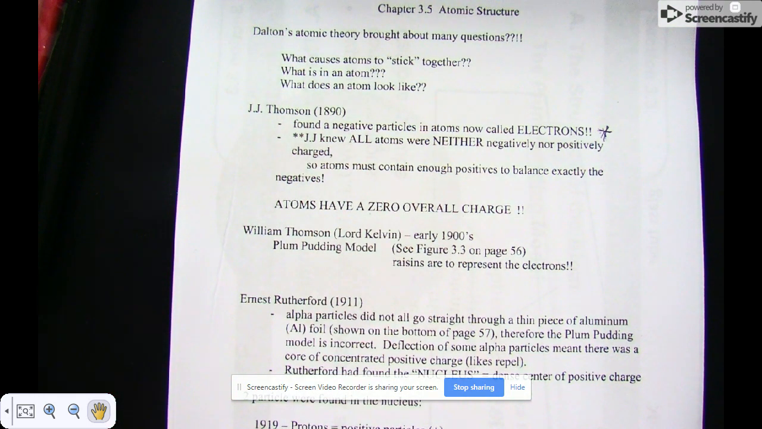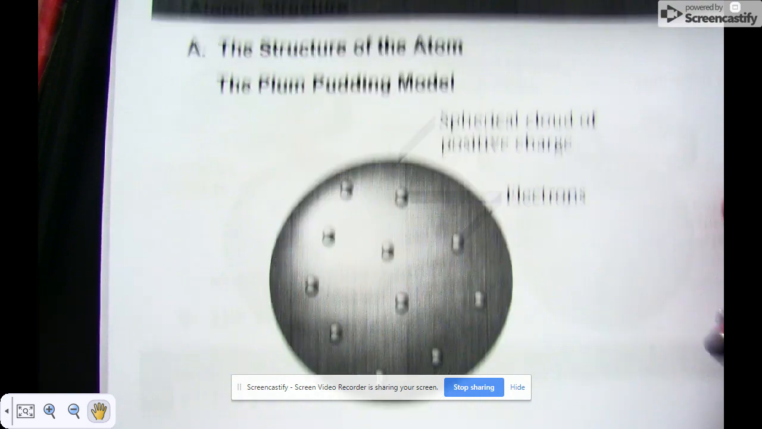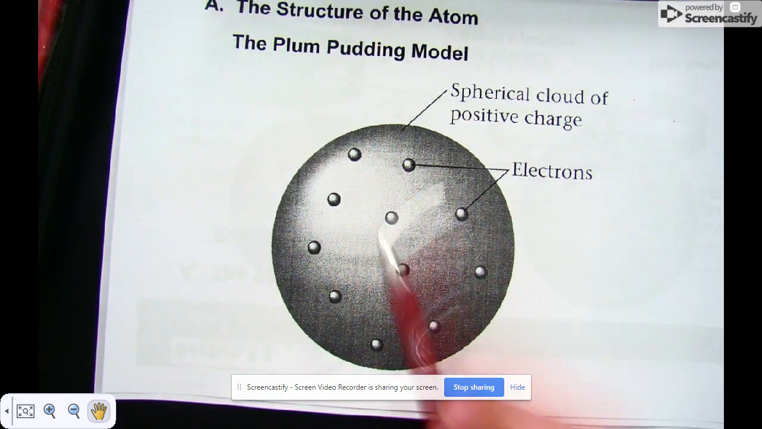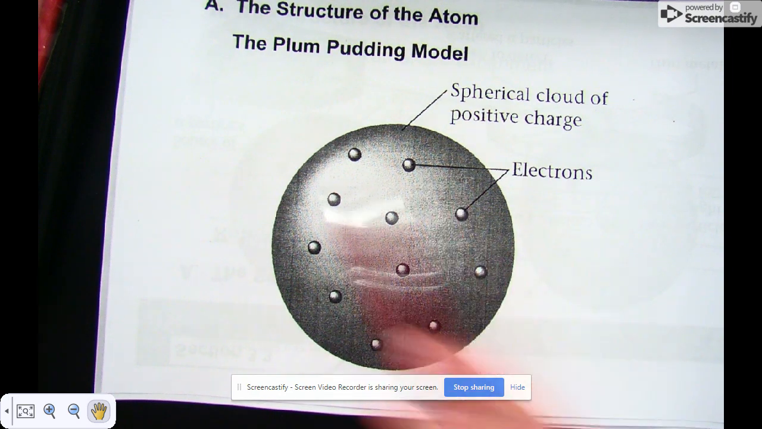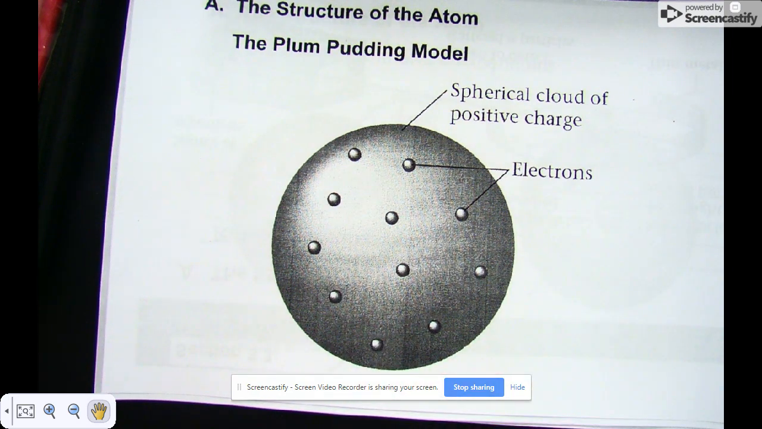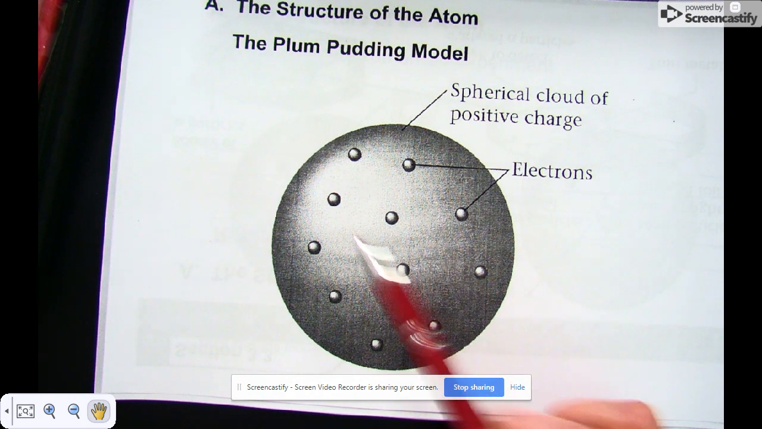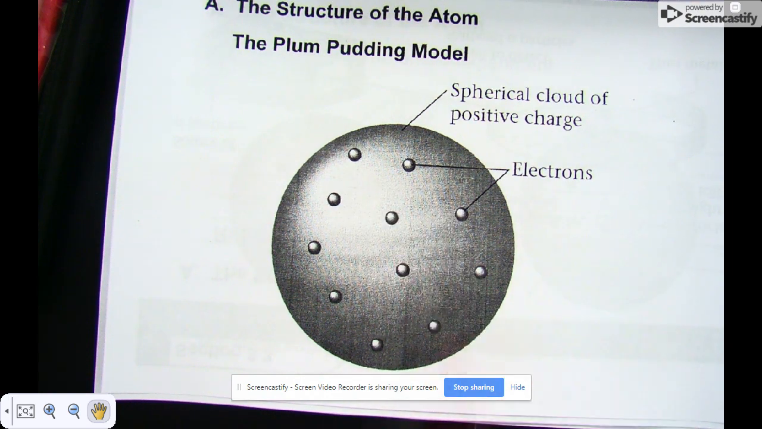Okay, so then William Thomson, also known as Lord Kelvin, in the early 1900s, he came up with the plum pudding model. So this plum pudding model, which is right here, this is what he believed the atom to look like, where it was this spherical cloud that was positive. So all of this space in between was positive, and then you have these electrons. Plum pudding was a dessert back in England that was like this dense dessert with plums spread throughout it. So that's how he imagined it. You guys can imagine it kind of like a cookie, where these are the chocolate chips being the electrons.